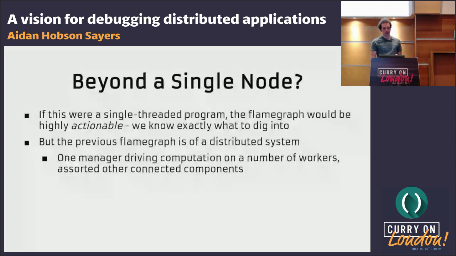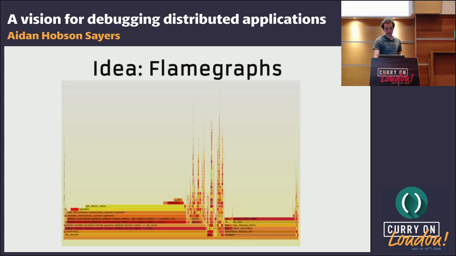But unfortunately, the previous flame graph is of a distributed system, which is one manager driving computation of a number of workers and assorted other connected components. And it's just an average. So this is just an average over all of those components.